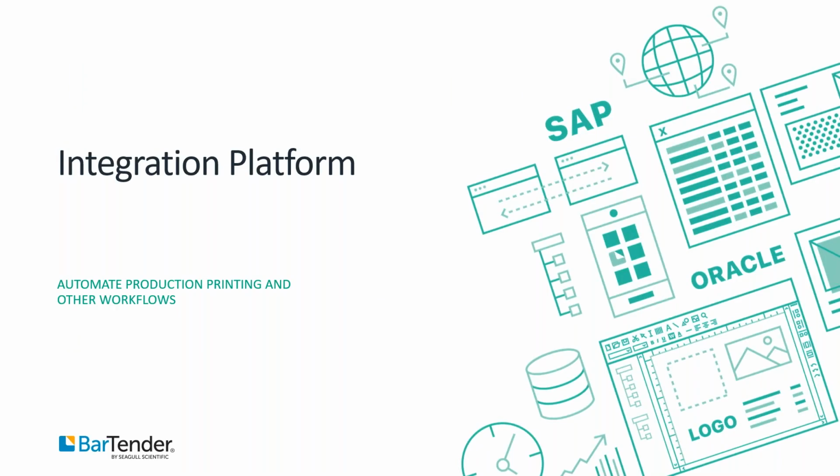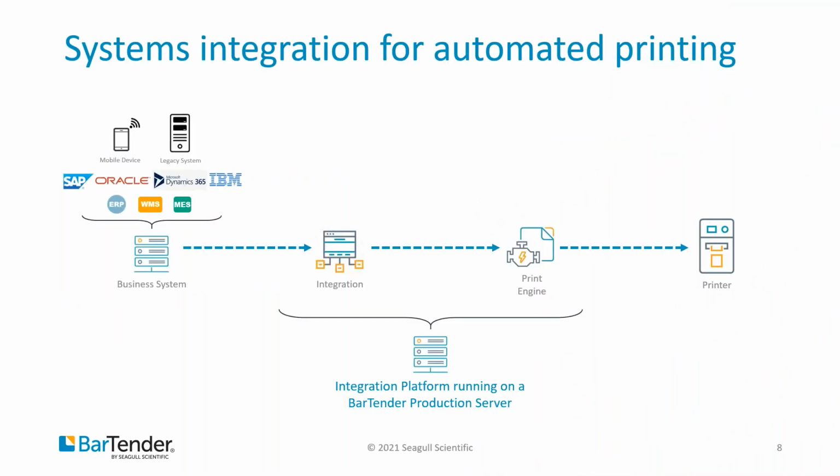Okay, let's look at the integration platform itself now. From a high-level view, we have a business system on the left of various different types, and the integration platform is designed to work with all manner of different business systems. And we have a printer, typically a barcode label printer, on the right. Unfortunately, business systems tend to be not the greatest at printing or producing a print job for a barcode label printer. So this is where BarTender comes in.